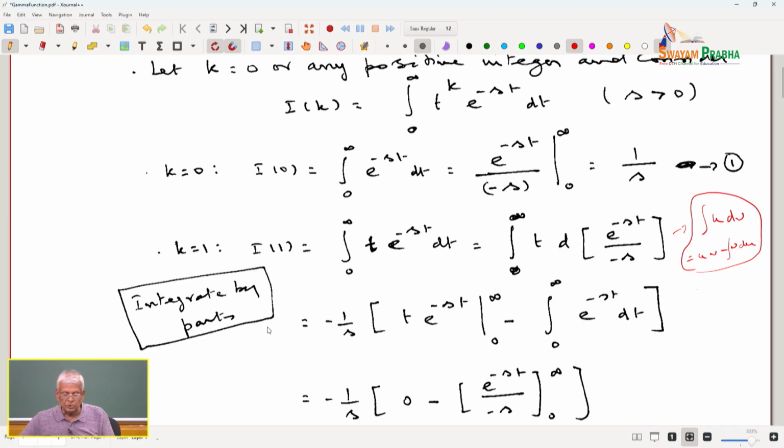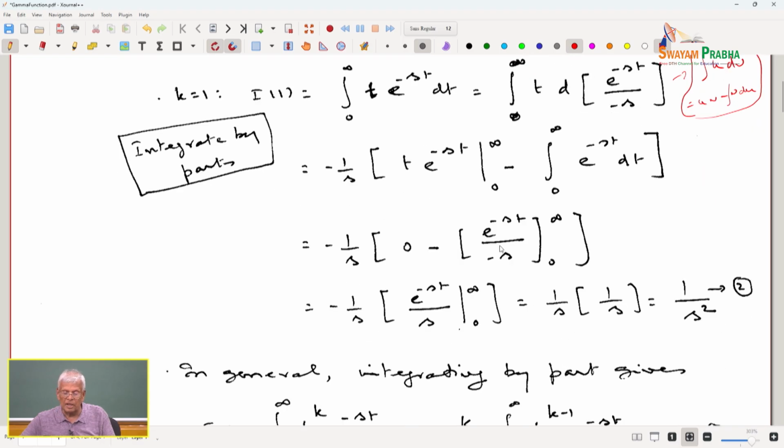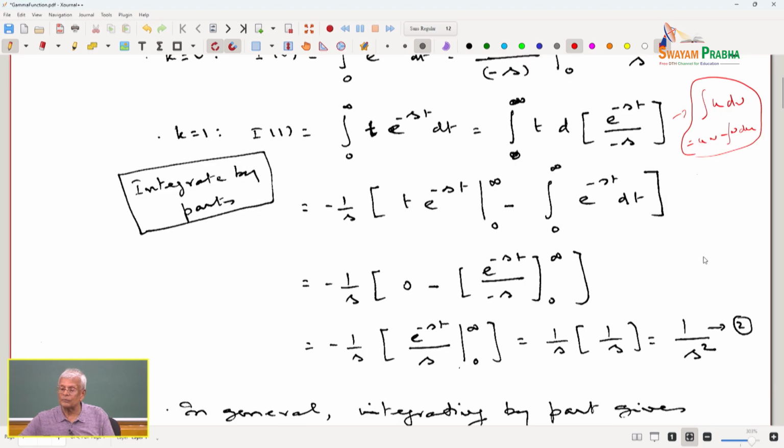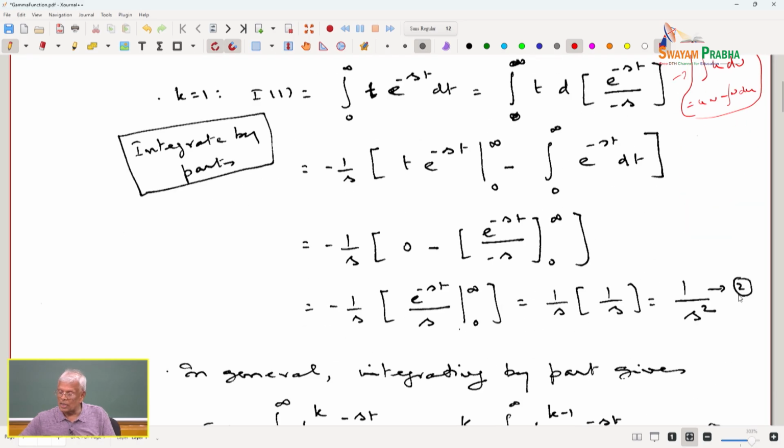So by using integration by parts, you can evaluate. This is uv evaluated from minus infinity to plus infinity, plus the second integral. I am showing all the details of the integration. There is no point in reading this because you can readily go over that. So verify that this is equal to 1 over s square. Now let us see. When k is 0, this is 1 over s. When k is 1, this is 1 over s square.